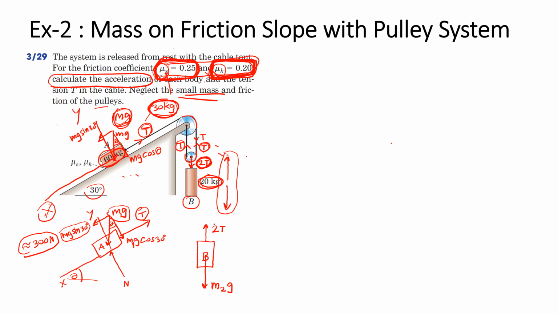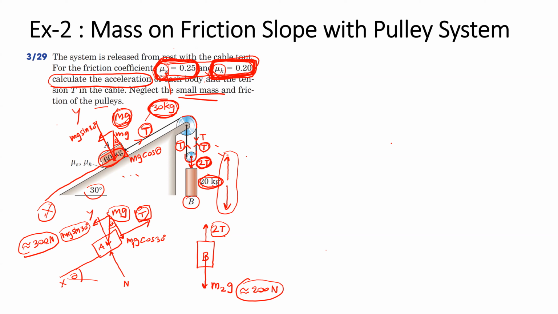But for the mass B, we have 2T to fight with the mass 20 kg multiplied by g, which is about 200 Newton. So 300 Newton fights with T, and 2T fights with 200 Newton, by approximation.